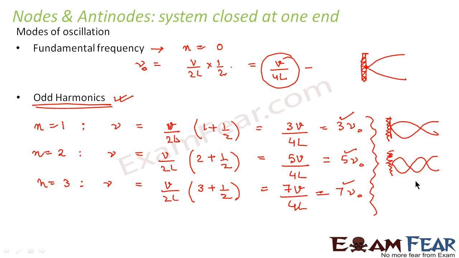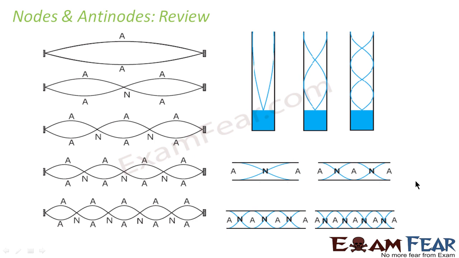There is no need to memorize things like x is equal to n lambda for nodes, x is equal to n plus 1 by 2 lambda by 2 for antinodes. No need to memorize things. I will just tell you a tip which will be easier to remember just by looking at the diagrams. Let us see how. So we will study this in this review screen, where I have drawn the diagrams for all the three kinds of systems.